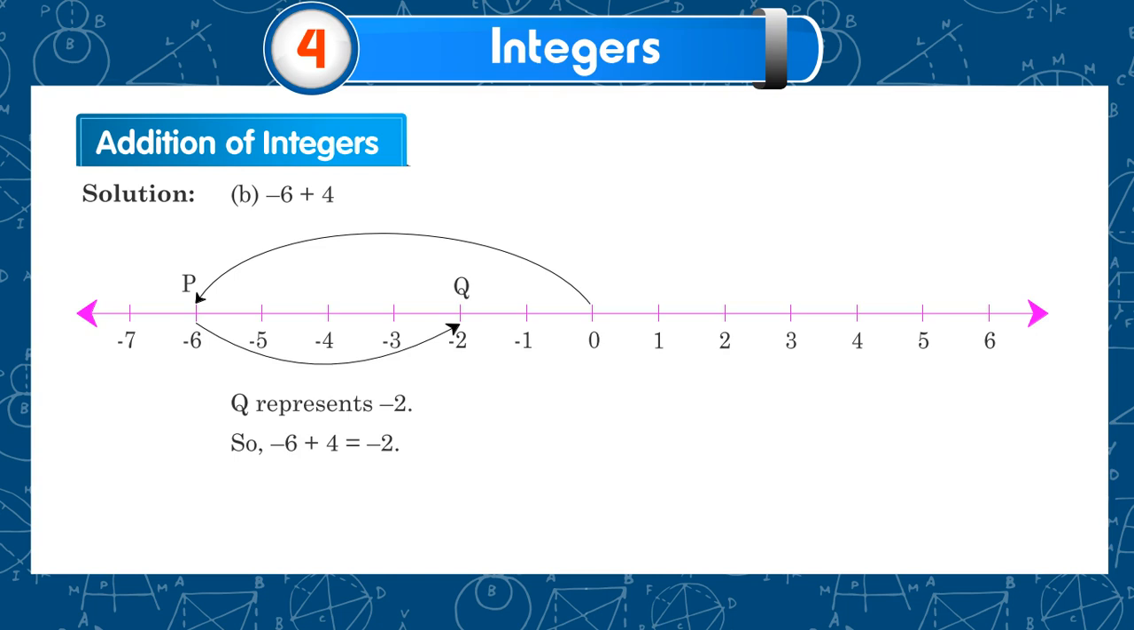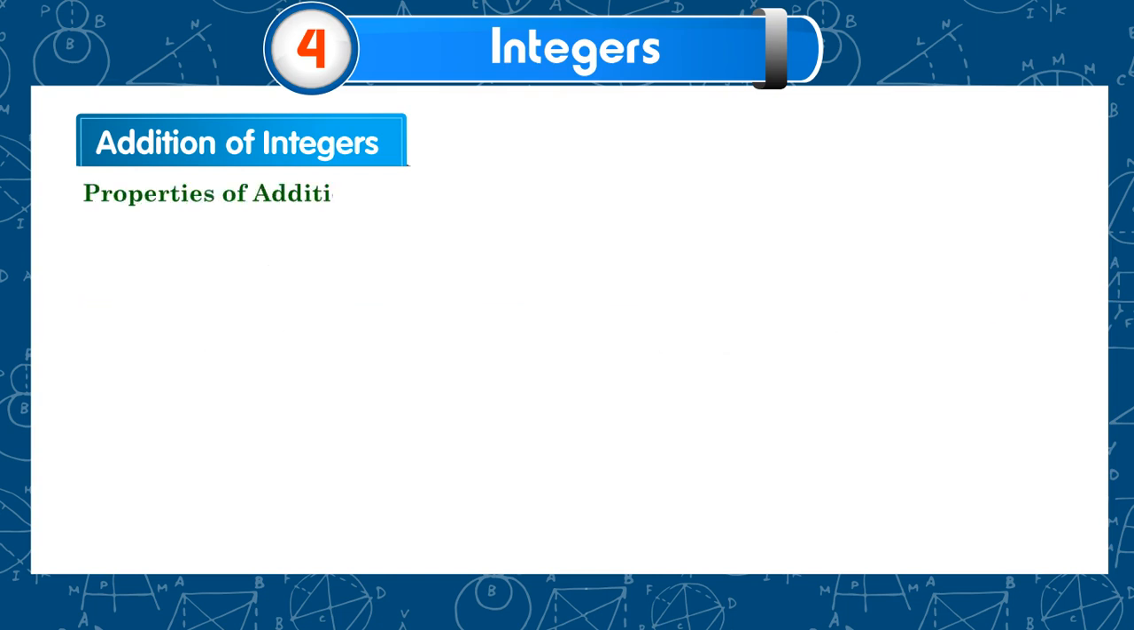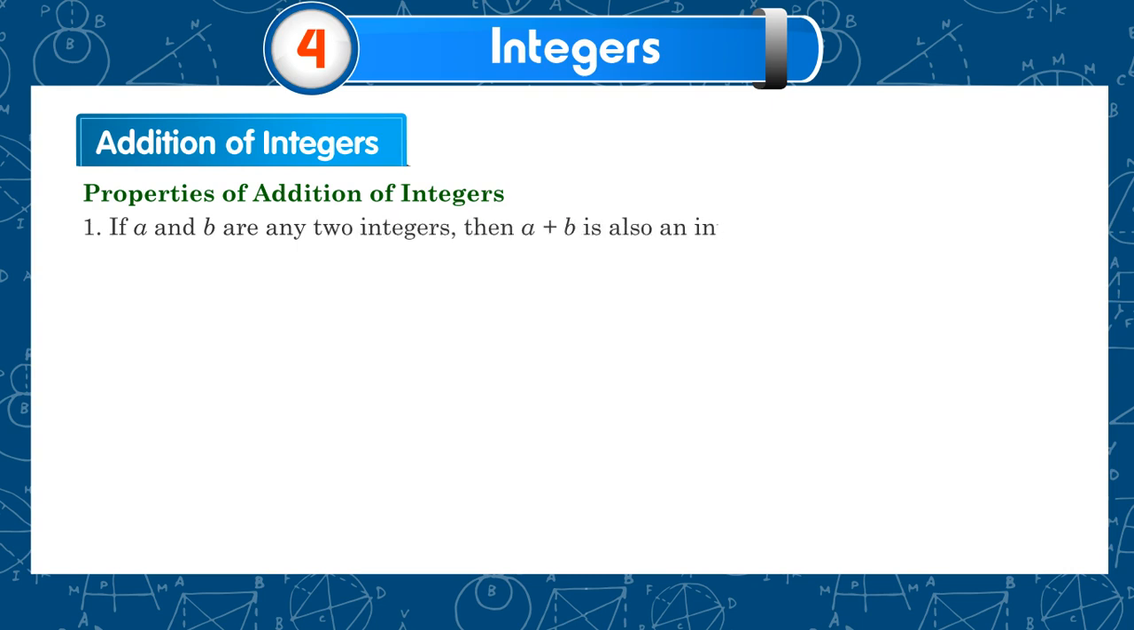Properties of addition of integers. If a and b are any two integers, then a plus b is also an integer. For example, -15 plus 12 equals -3, which is an integer. This is called the closure property of addition of integers.